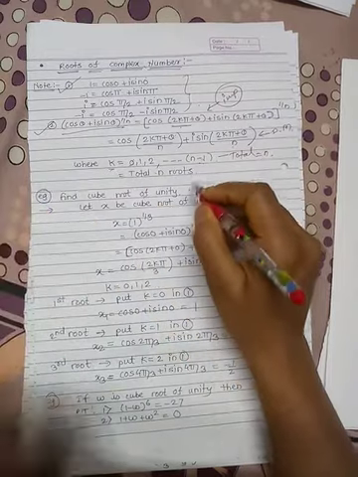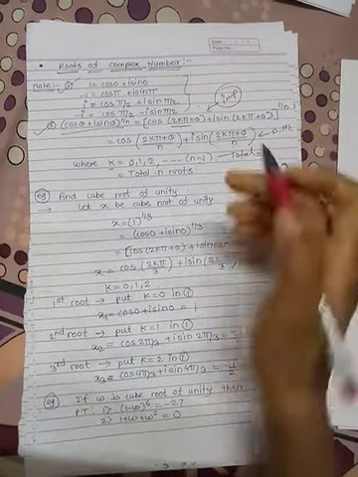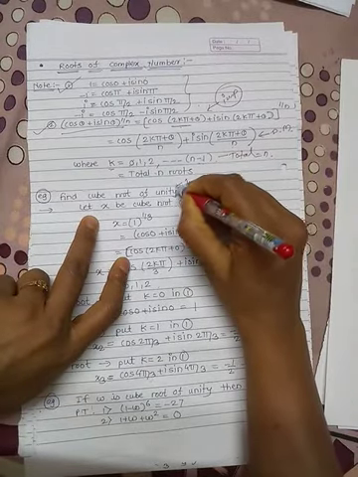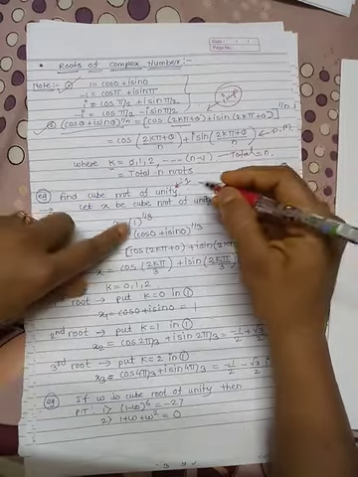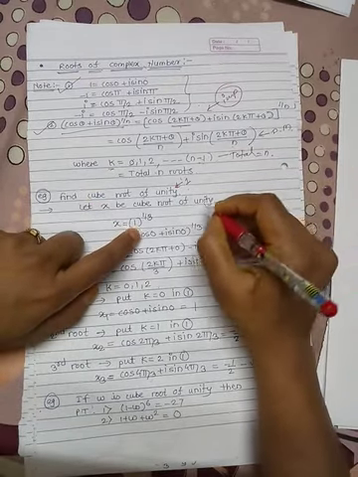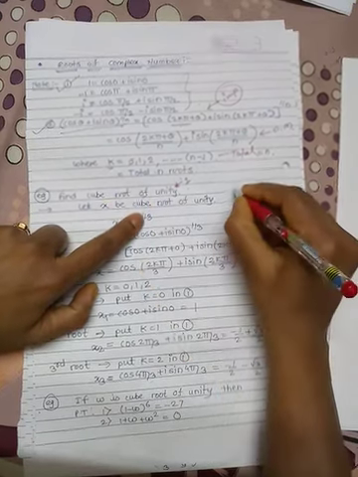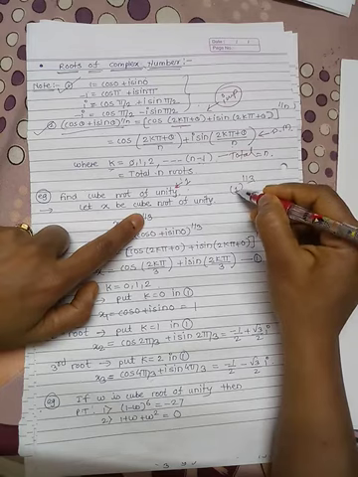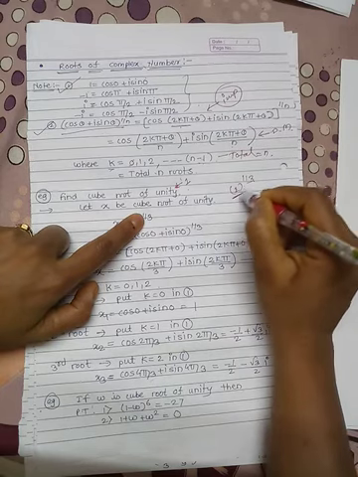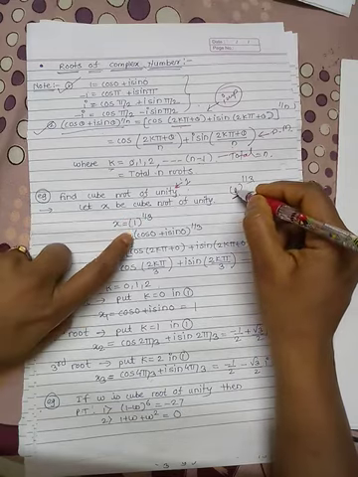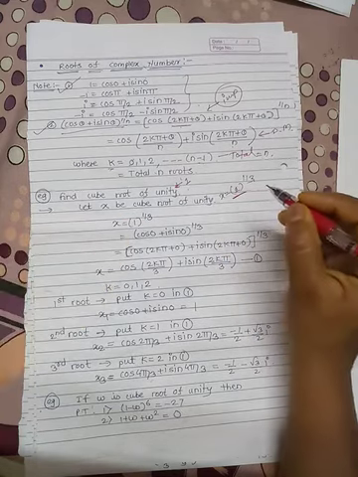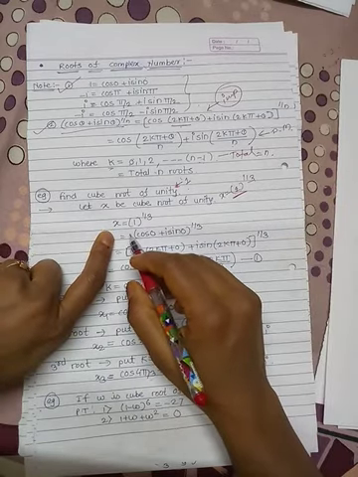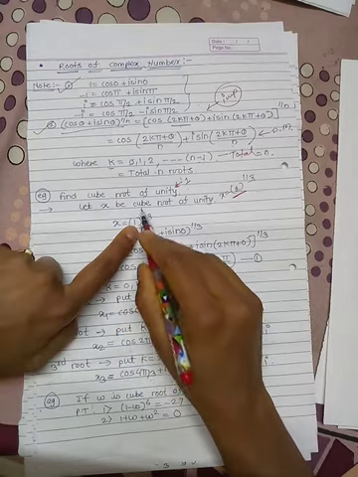Find the cube root of unity. Unity means 1. So we have to find the cube root of 1. Cube root of unity means 1 raised to 1 by 3. So let us assume that this will be x. This is your first step. Take x equal to 1 raised to 1 by 3.